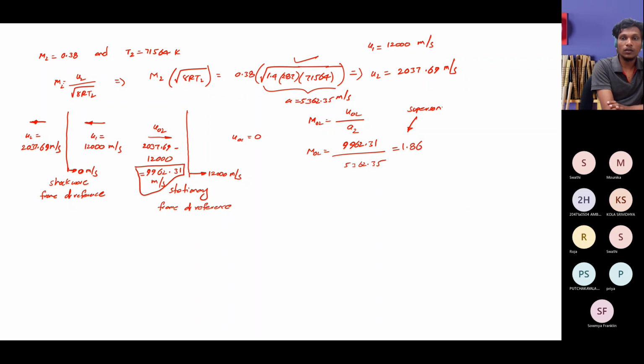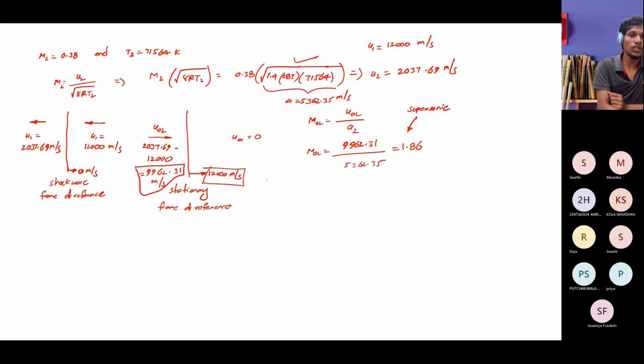What we can understand from this, from the stationary frame of reference, is that the shock wave can generate a supersonic flow behind it when the shock wave is moving with these particular high speeds. So it is now generating a Mach number of around 1.86 behind the shock wave.